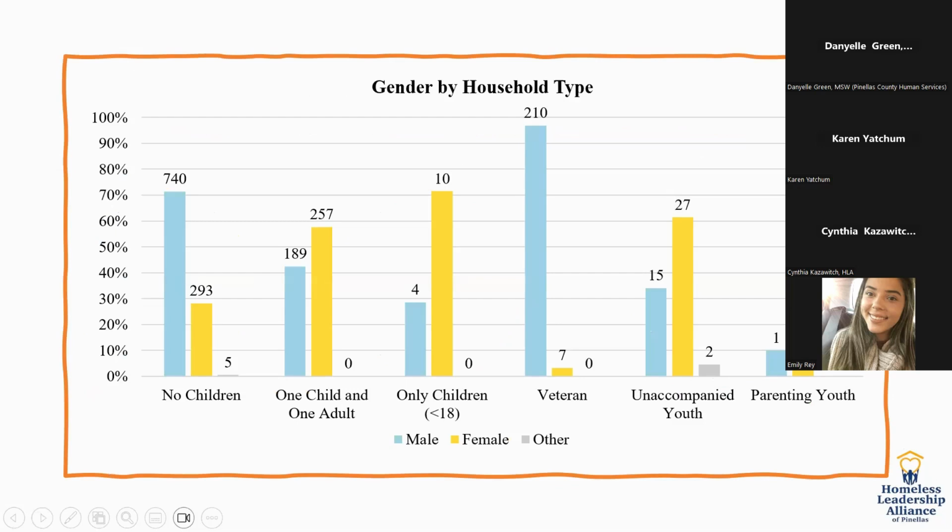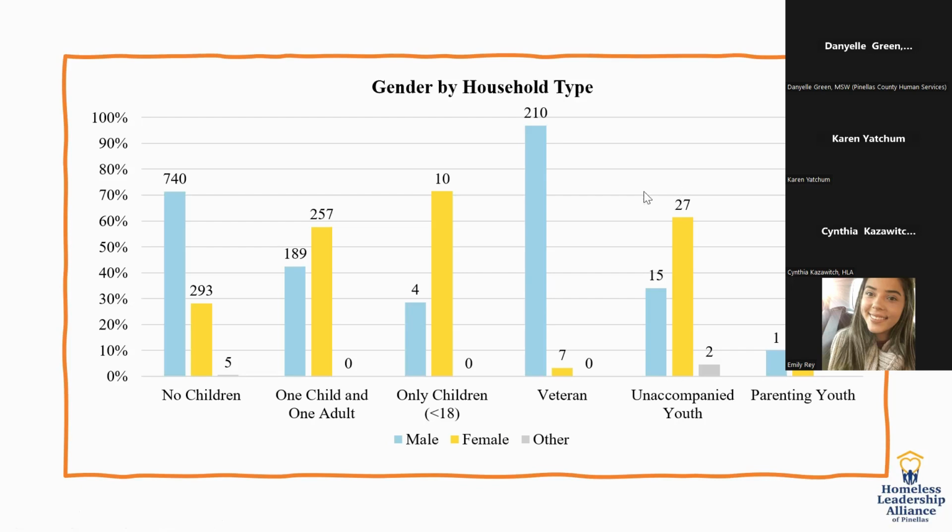To break it down further by the household type, we can see that when there are households that do not include children, they are more heavily populated by people who identify as male. The male is the blue column, so as you can see with no children, approximately 70% were male. However, when you look at the yellow columns, in the at least one child and one adult, or only children, unaccompanied youth and parenting youth, they were mostly female.